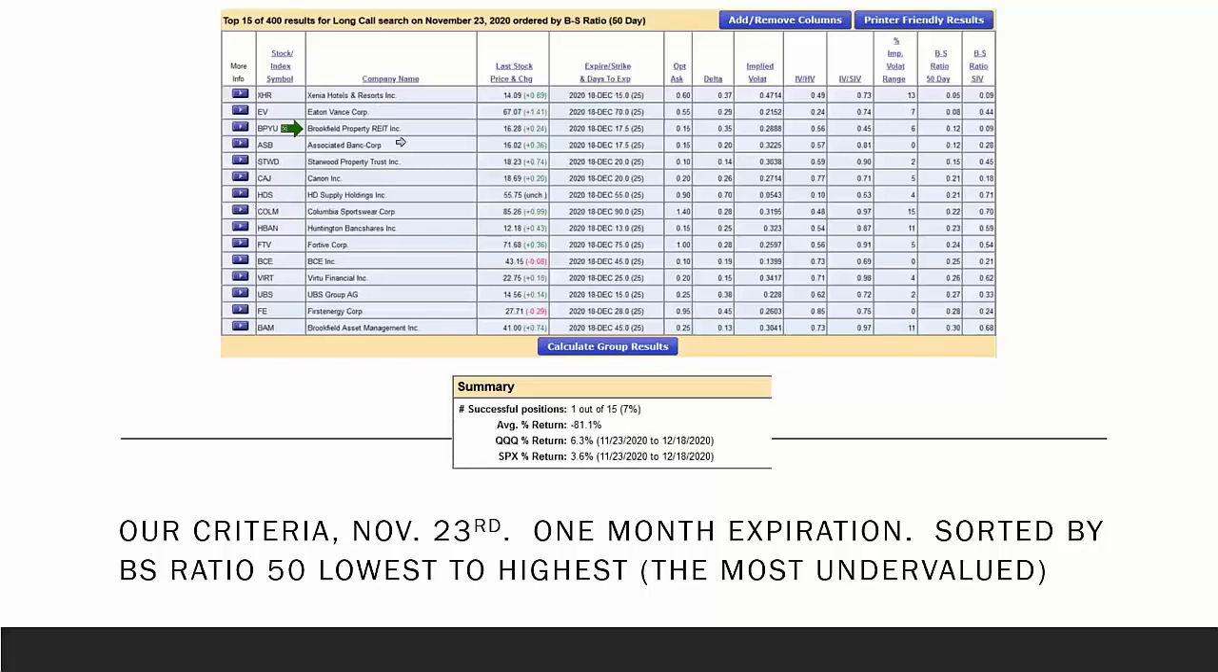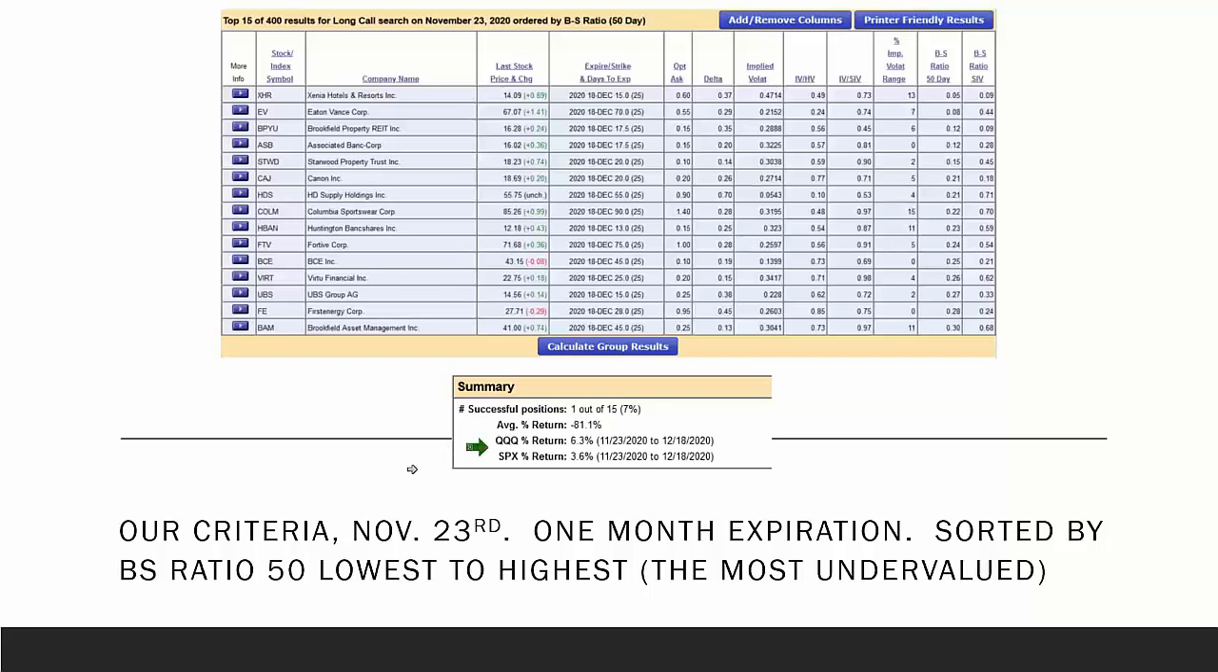So of the top 15 results, sorted by the lowest Black-Scholes ratio 50-day to highest, in that 30-day time period from purchasing on November 23rd for the December 15th expiration, only 1 out of 15 turned a profit. The average return was minus 81%.